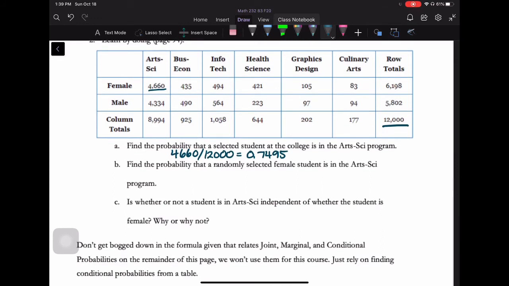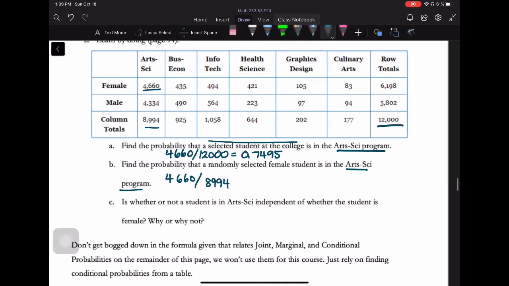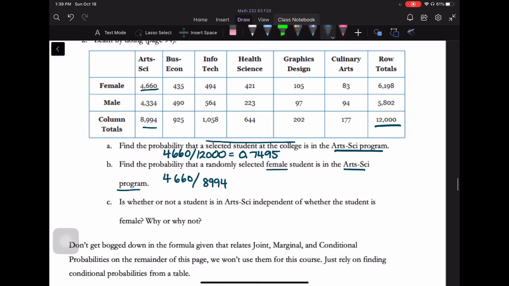The probability that a randomly selected female student is in the arts and science program. So female, that's 4,660 out of 8,994 arts and science program students. Because this is saying selected student at the college, that was the total, arts and science. Now we're talking about females in the arts and science program.